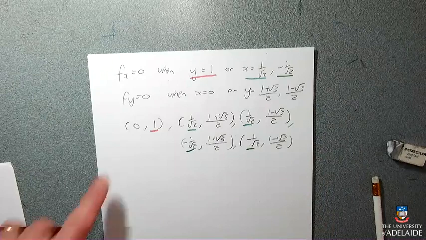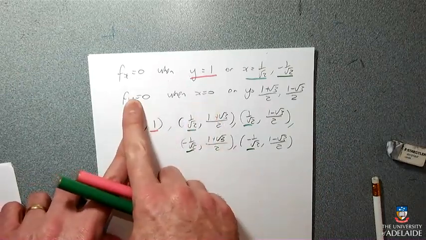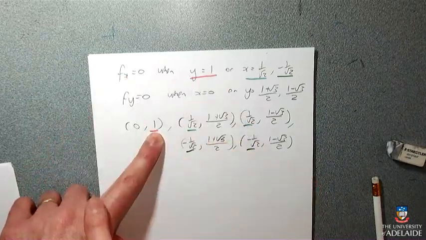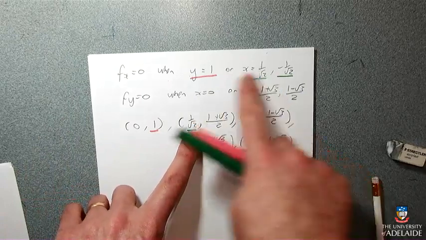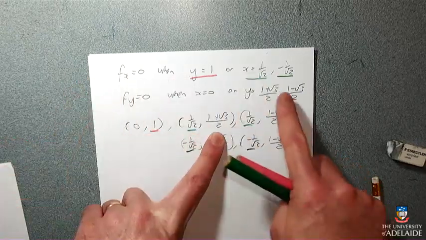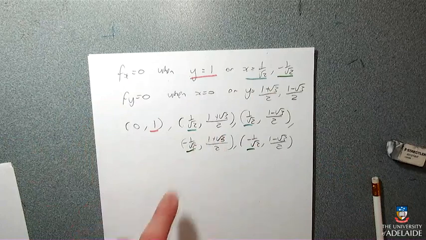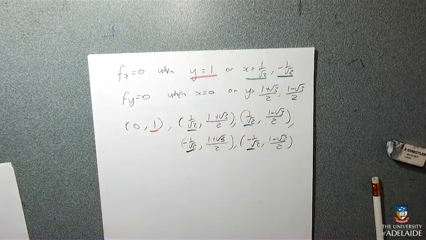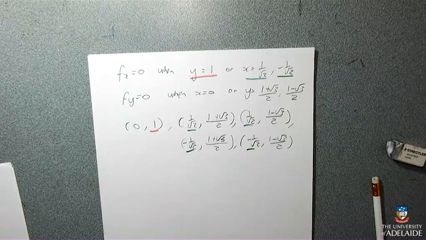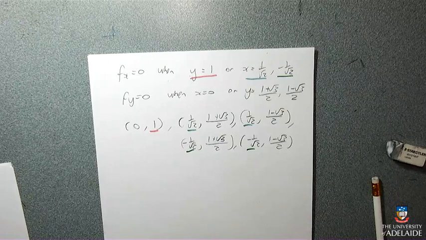So with this one, the x is 0, which makes the fy 0, and the y is 1, which makes the fx 0. This one, the x is 1 on root 2, which makes the fx 0, and the y is this thing, which makes the fy 0. Yep, it all works. Both of them are 0 at the same time at all of those 5 points. There we go. I have 5 stationary points for this function. Sometimes you only get 1, sometimes you get 5.